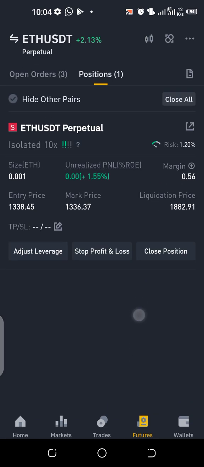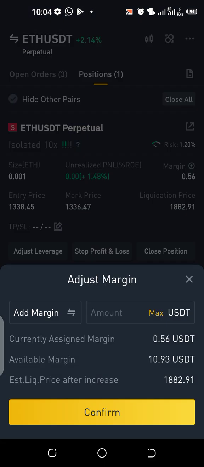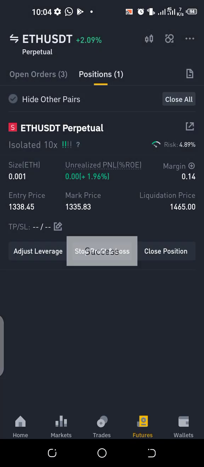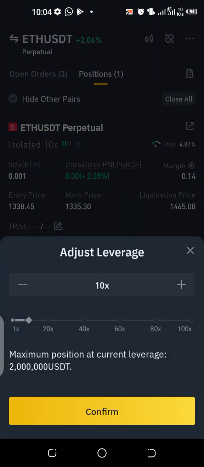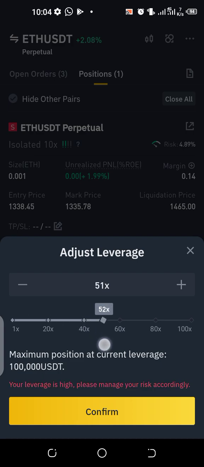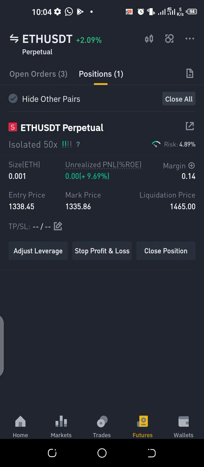And of course, with this one, like I said, you can adjust margin just the same way as for longing. You can add margin, you can remove margin. The maximum margin I can remove here is 0.42. If I remove it, my liquidation price becomes 1,465 once again. But I can go beyond that. I can adjust leverage. Remember, I cannot reduce leverage in isolated margin mode. I can only increase leverage. So let's say I increase leverage to 50 times in this situation. All right, confirm. Once again, nothing has changed except the leverage and the percentage profit or loss.